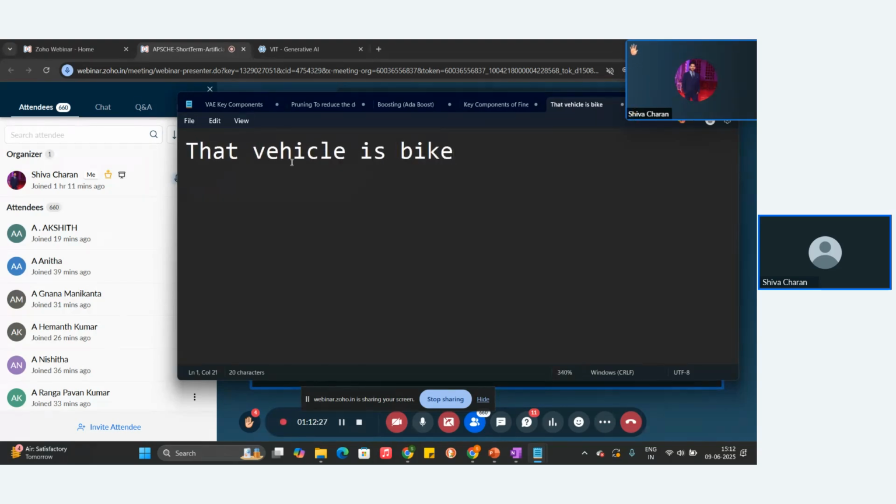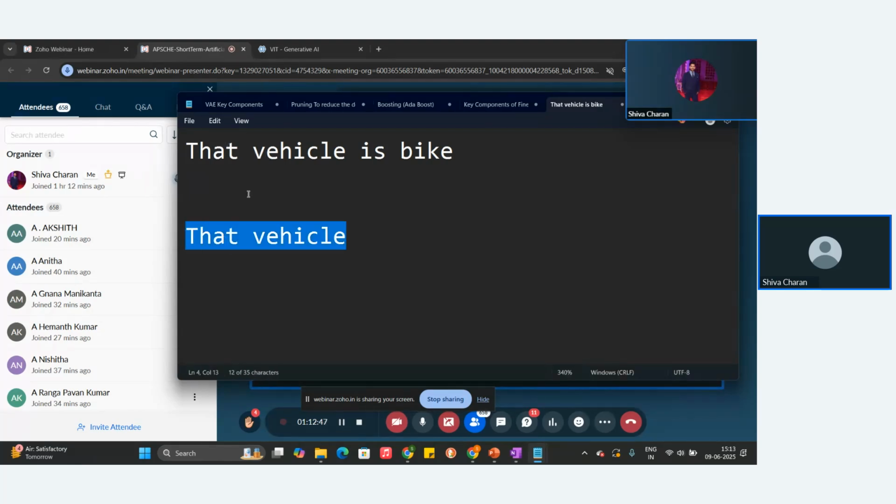So here, first, initially, what will be the input? "That". Okay? So what will be the prediction? "Vehicle". What will the output be? The output will have "that" and "vehicle", right? That and this will be input, this will be predicted, and this will be the output.